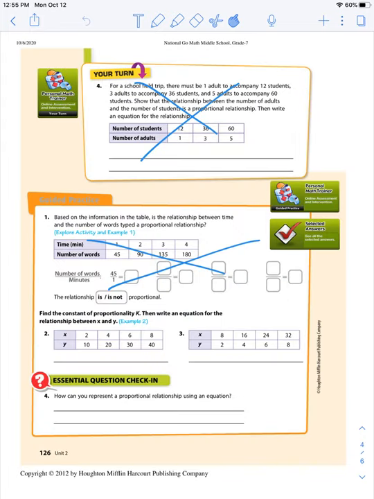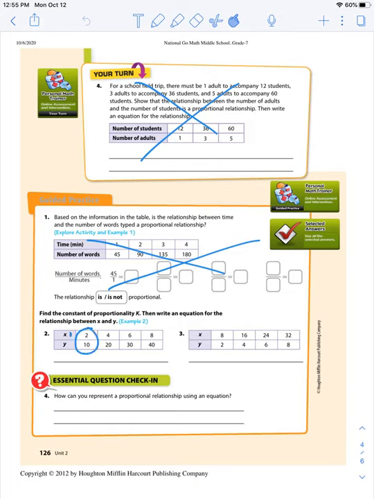All right, numbers 2 and 3 at the bottom of page 126 say find the constant of proportionality k, then write an equation for the relationship between x and y. So remember, to find the constant of proportionality, I'm finding the unit rate. In this case, it looks like y is bigger, so I'm going to find the unit rate for x.